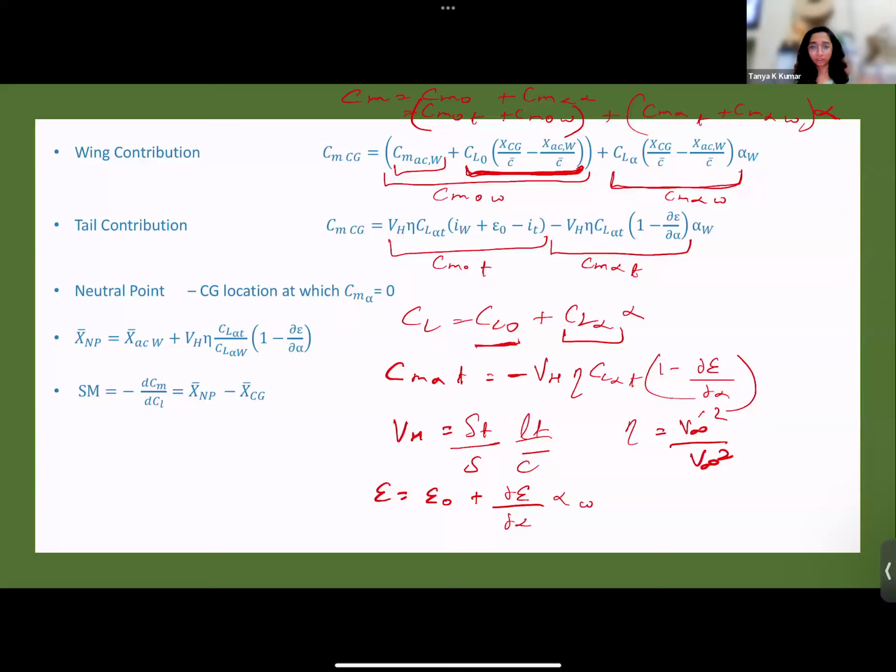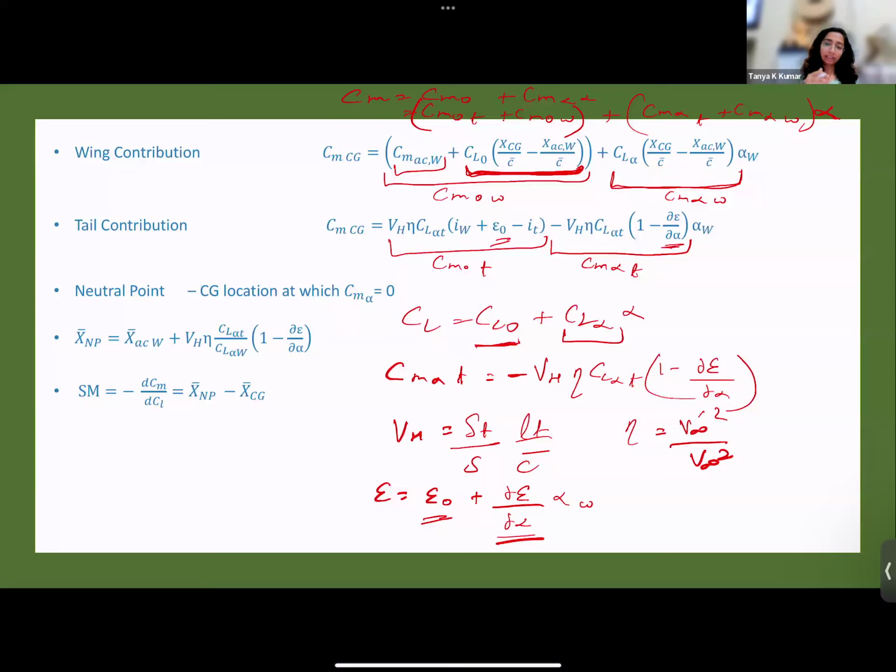Right. So because the tail is in the wake of the wing, it's subject to a different free stream velocity. So how do we mathematically represent this? Using this equation, where epsilon naught is the constant and this is the slope, right? So the constant term comes in the CM naught contribution and the slope comes in the CM alpha contribution of the tail. All right. Then another point that we had seen, I think I said we'll discuss this question in the next session, was neutral point.